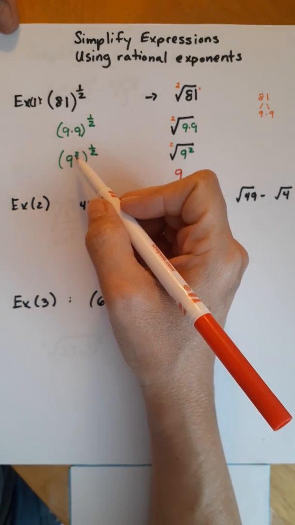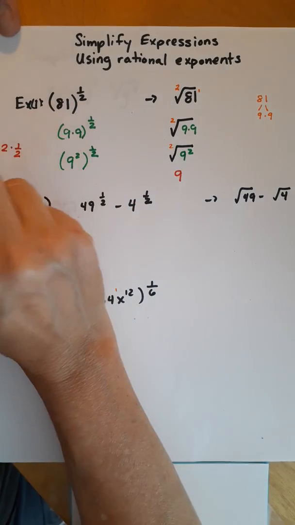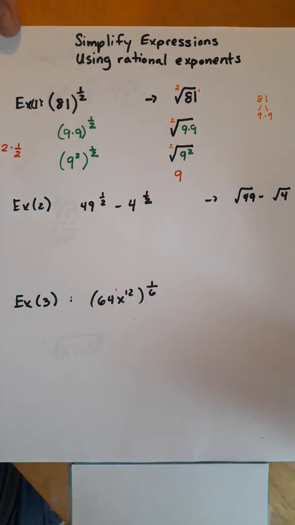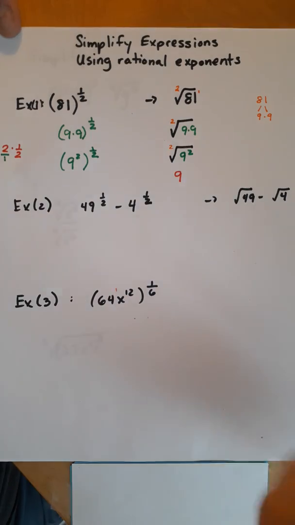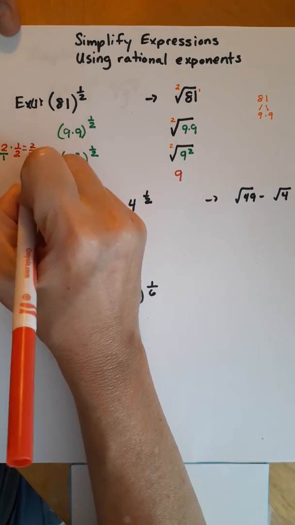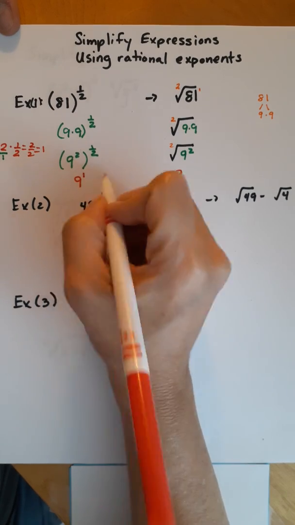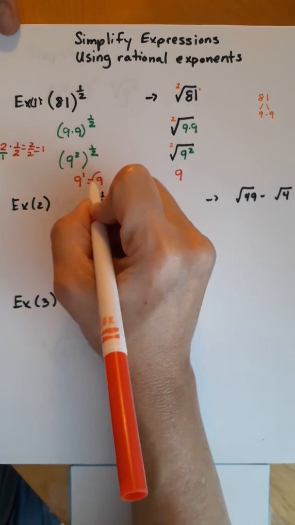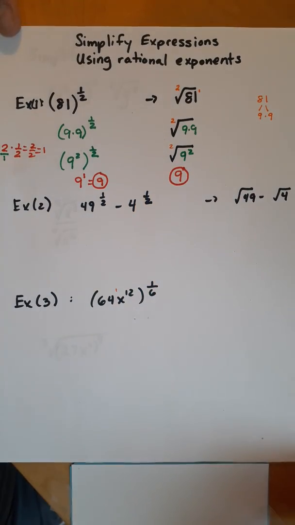Using my exponent properties, right? 2 times 1/2. Okay, I can write that as 2 over 1 times 1/2, which gives me 2 over 2, which is 1. And there you have it. 9 to the 1 power, which is equal to 9. Right here and right there. Okay, now let's do another example.